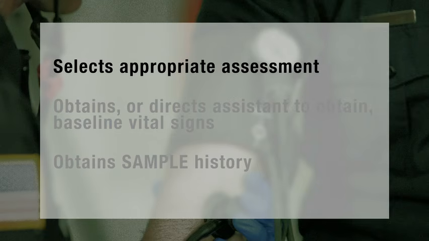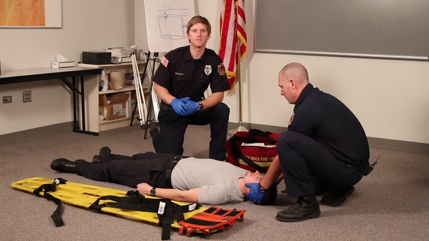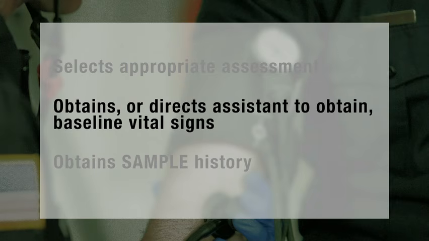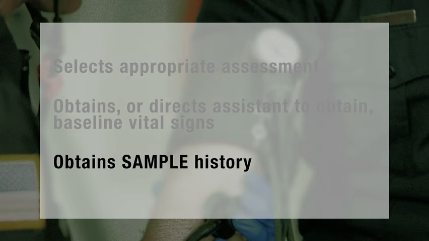For the physical portion of the trauma patient, you'll need to select the appropriate physical exam to perform. In this case, it's going to be a rapid trauma assessment. You'll also assess vital signs, and you can direct a partner or your evaluator to do that. You'll also need to do your best to obtain a sample history.